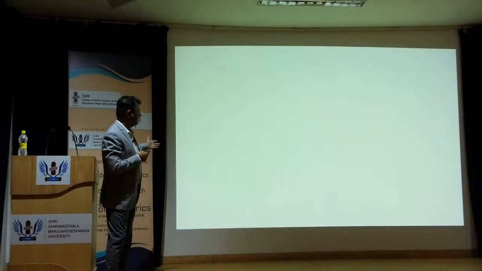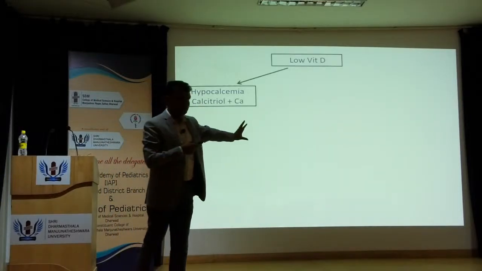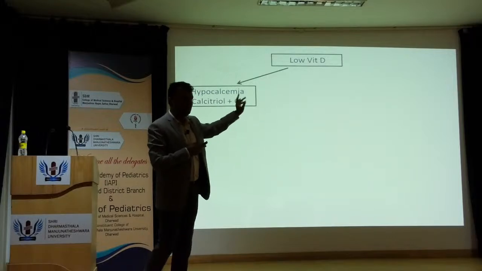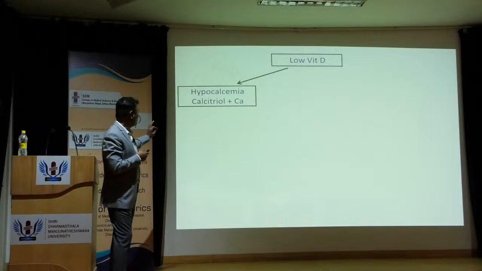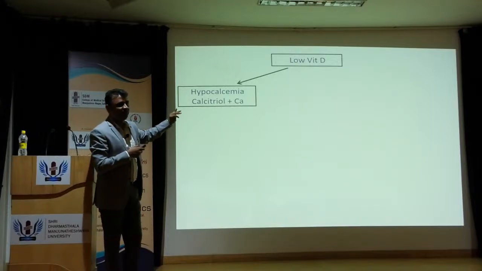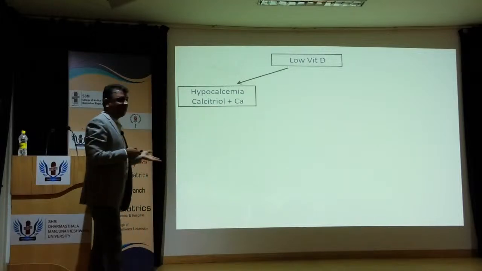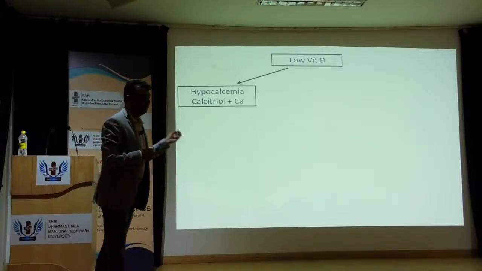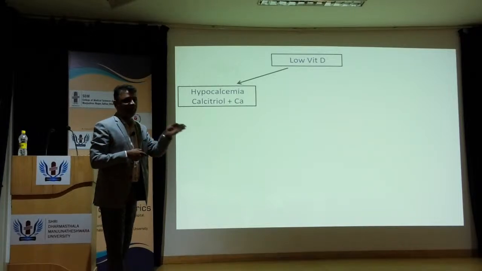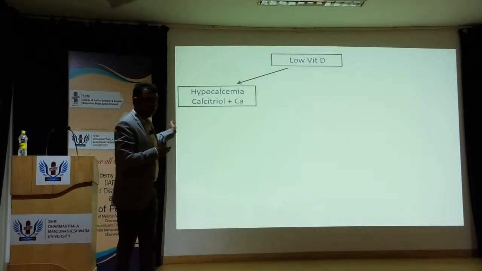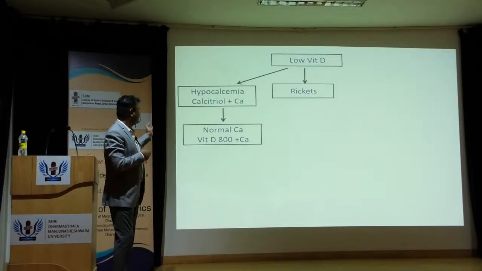A child comes to you with low vitamin D. You have done a vitamin D value, low vitamin D with hypocalcemia. Okay, so how do we treat hypocalcemia? It could be symptomatic also. So we need to immediately raise the calcium level. So we need to give the active form of vitamin D, that is 1,25 dihydroxyvitamin D, along with calcium in order to prevent arrhythmias and other complications associated with hypocalcemia. So normal calcium, continue with vitamin D.